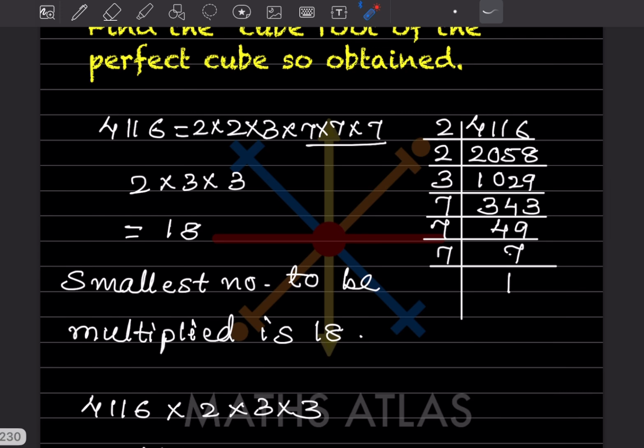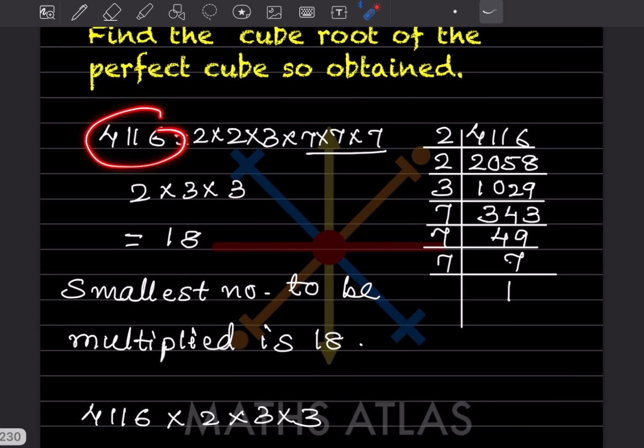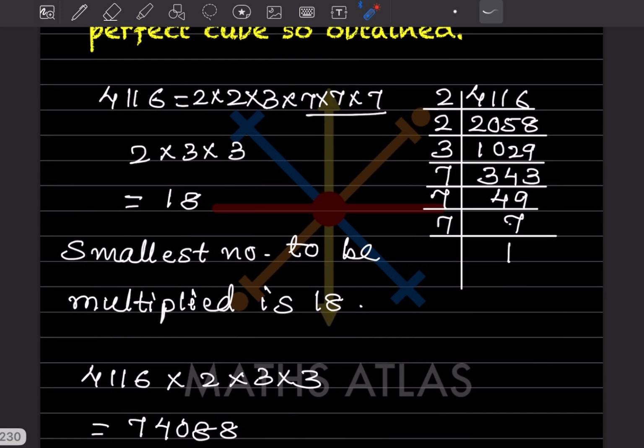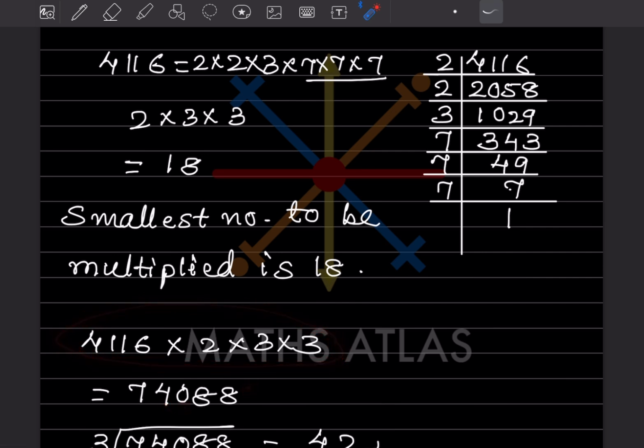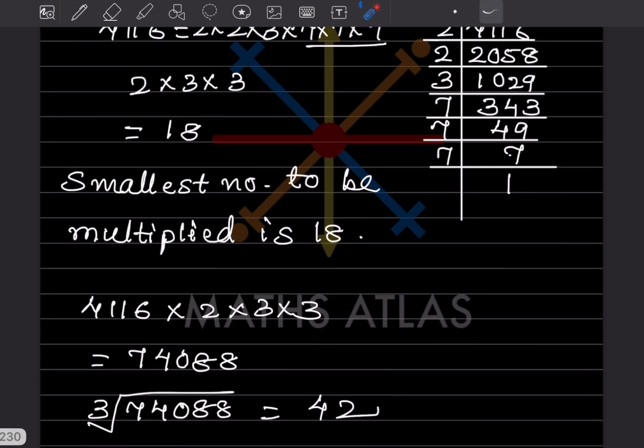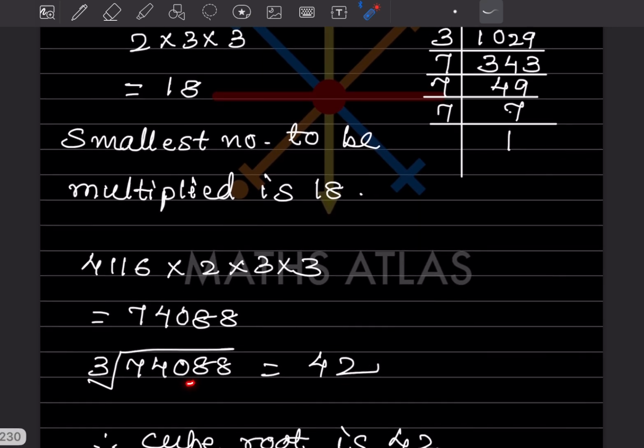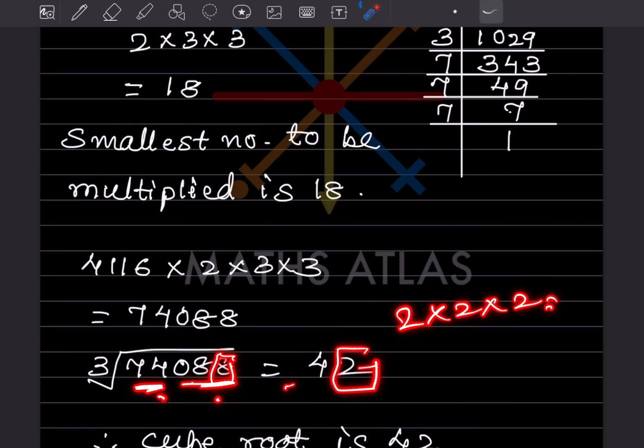Now we want to find the cube root of the perfect cube so obtained. So what will we do? We already have this number 4116. We can write here directly 18, or we can just write 2 into 3 into 3. When you multiply all together, you get 74088. And because we want the perfect cube of it, the cube root of 74088 is 42. And I will show you, we have done that here: this is going to be 2 into 2 into 2, that is 8. So this will be 2, and this will be 74, which means 4 cube is 64.